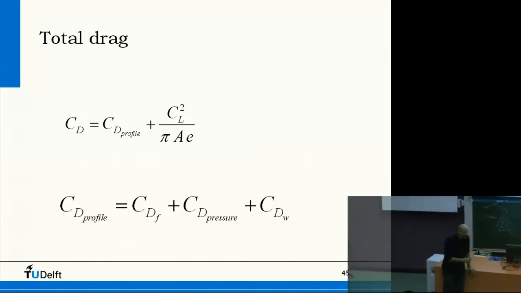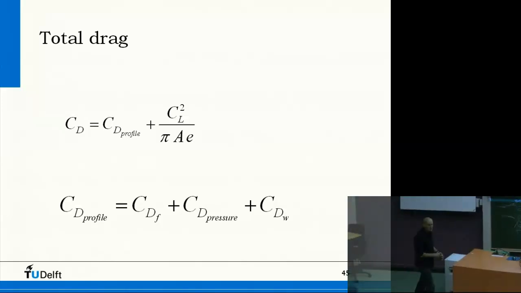This wave drag is coming from shock waves. If you have a shock wave, then there is an increase in pressure over the shock wave, and this increase in pressure has a component in the drag direction. So whenever you have a shock, there is a wave drag associated with that. We don't go into that in much detail. Okay.